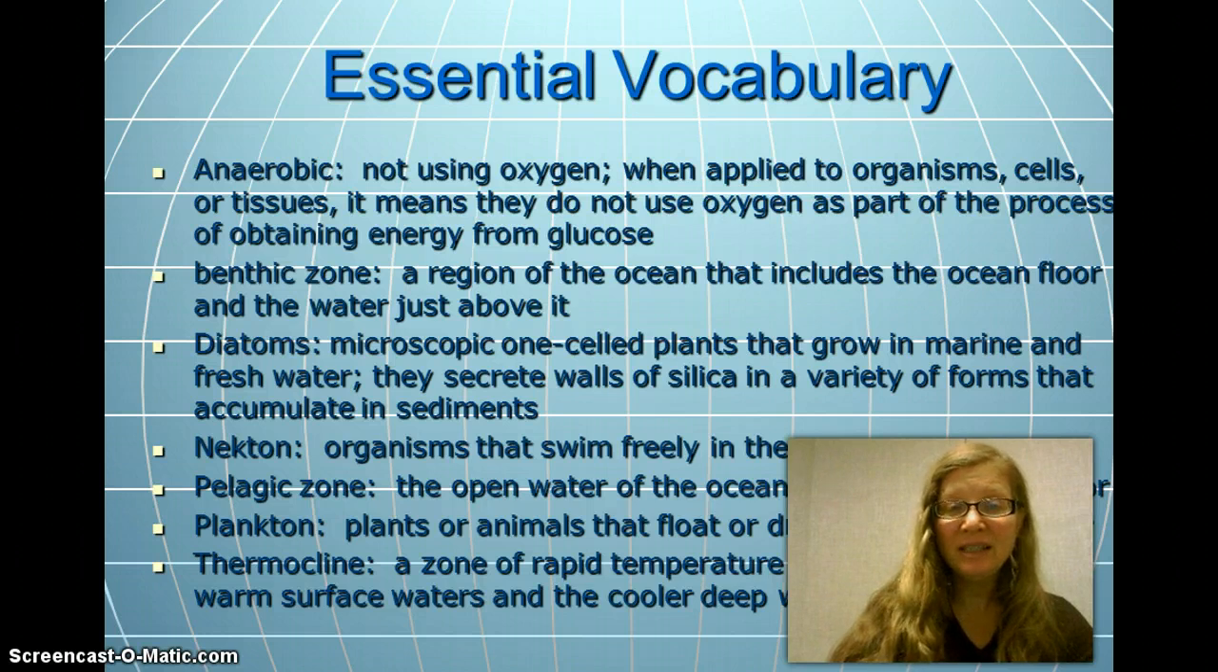Also, the nekton, organisms that swim freely in the ocean. These are all of the types of marine organisms that are free swimming. The pelagic zone, the open water of the ocean, and plankton. Remember, that includes the plants or animals that float or drift in the ocean water. We're going to review that a little bit in greater detail. And then the thermocline, the zone of rapid temperature change between the warm surface waters and the cooler deep waters.